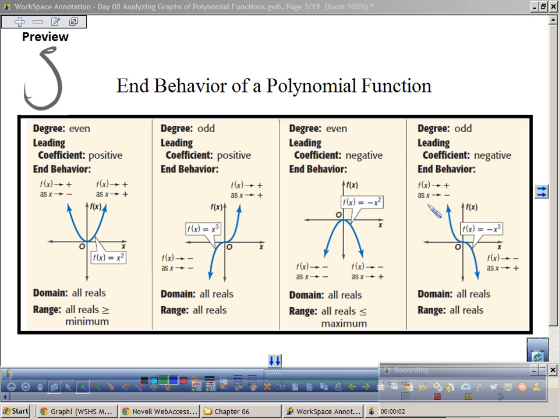Okay. So, whenever I'm looking at stuff like this, I always like to reference something that's very familiar to me. And something that's really familiar to me is a quadratic.